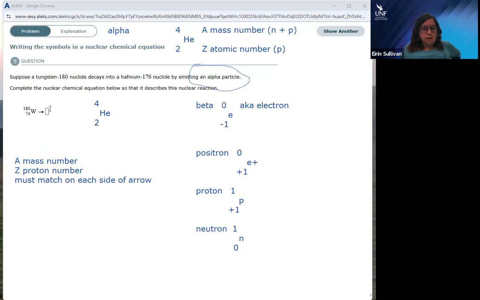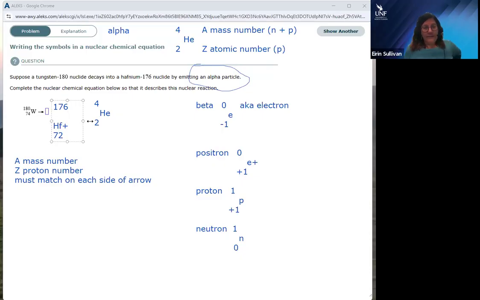So what do we have to have for our mass number? We have to have 4 plus x equals 180. Therefore, x must be 176. That's our mass number. And on the bottom, 2 plus x equals 74. So x is going to be 72. So to work out the element ID, we have to get our periodic table, look at what element has Z of 72, and that is hafnium.